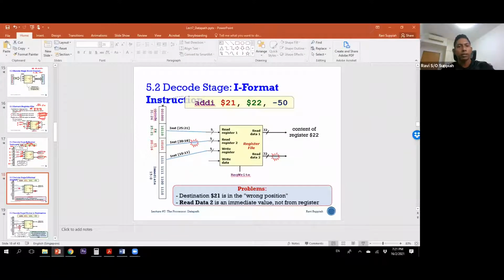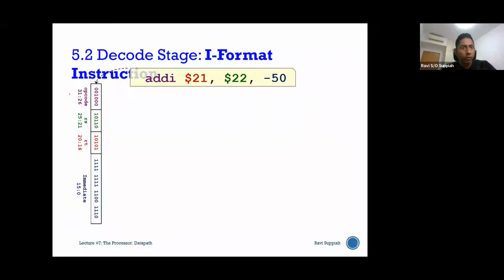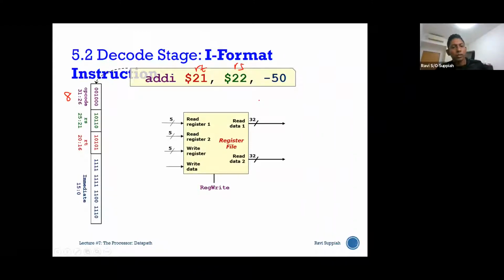So if we come back here, you can see that this represents a value of 8. All right, and this is your RS, and this is your RT. Now for this instruction, you can see that your RS here is 22, and this is your 21. Now the immediate value of negative 50 can be represented by this.